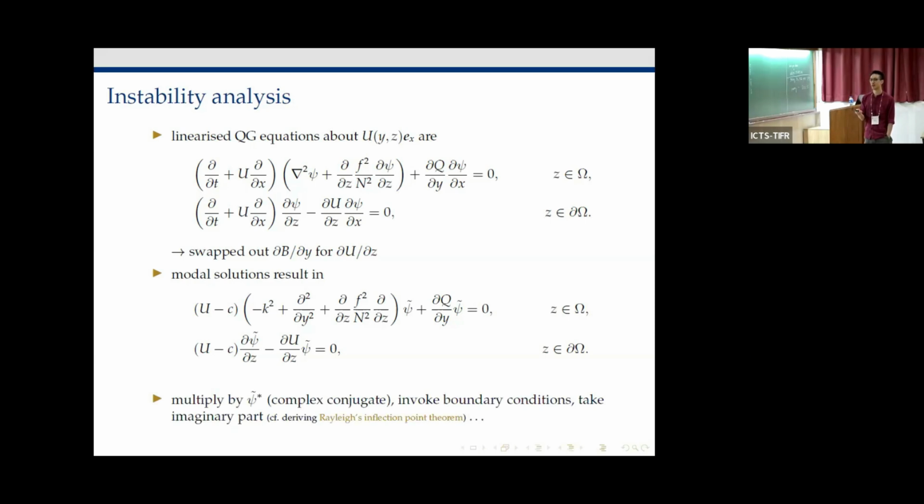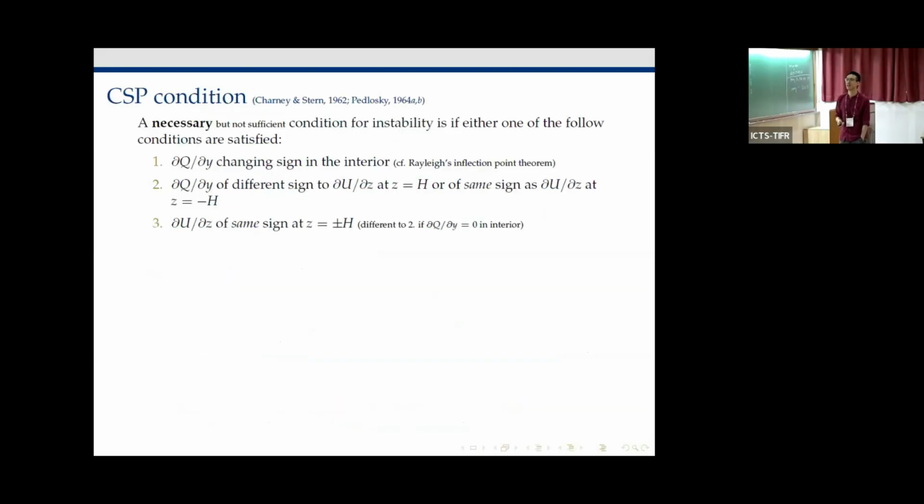One way to do this is you do some general analysis, and it turns out that you can derive what are known as the necessary conditions for instability. If you know about the Rayleigh problem, this is a bit like the Rayleigh inflection point theorem. The analogous case for baroclinic instability is what's known as the CSP, or the Charney-Stern-Pedlosky condition.